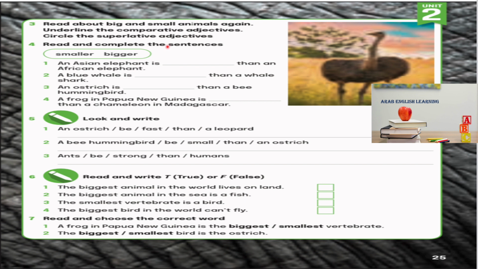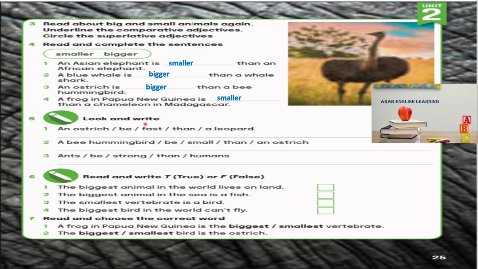Exercise 4. Read and complete the sentences with smaller or bigger. 1. An Asian elephant is smaller than an African elephant. 2. A blue whale is bigger than a whale shark. 3. An ostrich is bigger than a bee hummingbird. 4. A frog in Papua New Guinea is smaller than a chameleon in Madagascar.